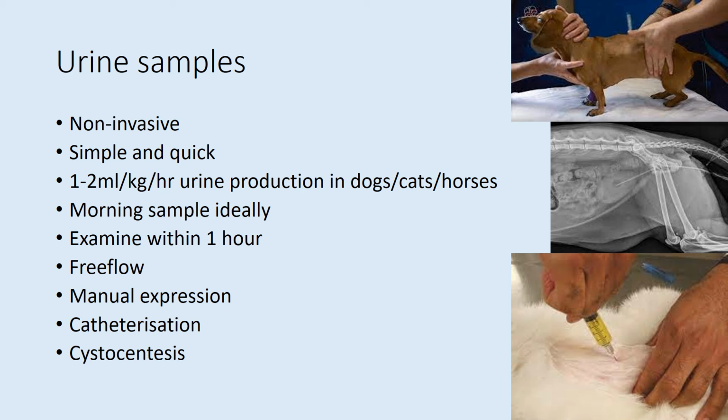Because the needle is going through the abdominal wall, there may be some blood contamination in the urine. So running a urine dipstick, for example, may pick up on more blood than is actually in the urine, and that is just from the insertion of that needle.